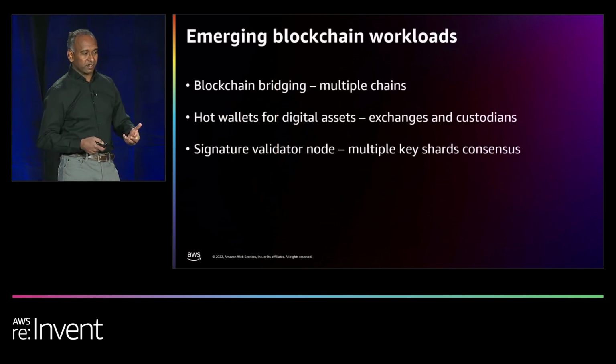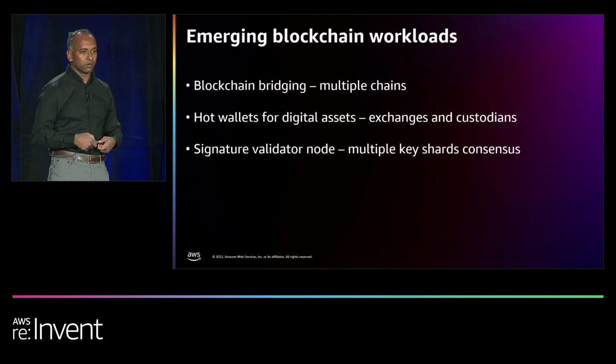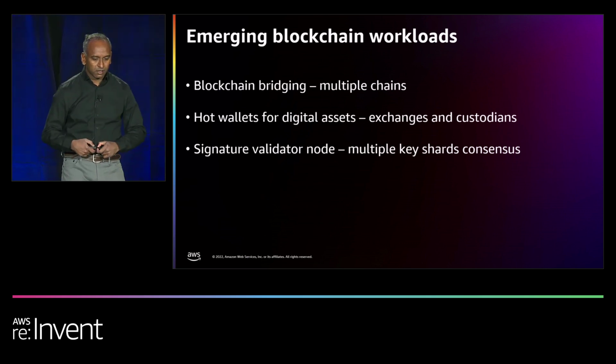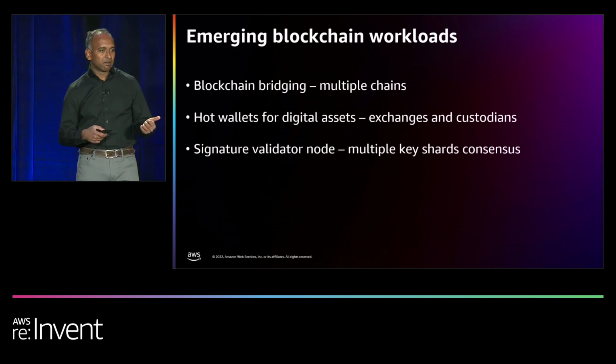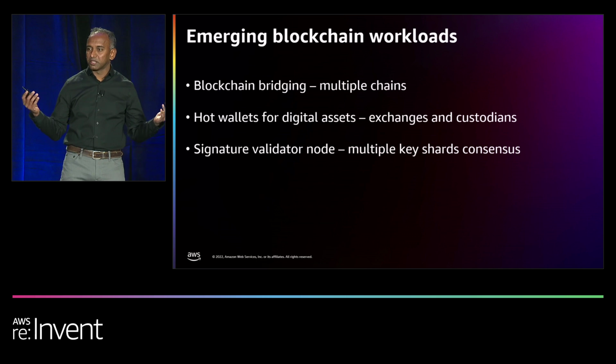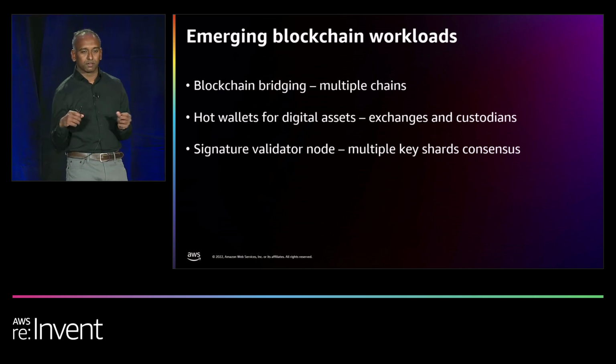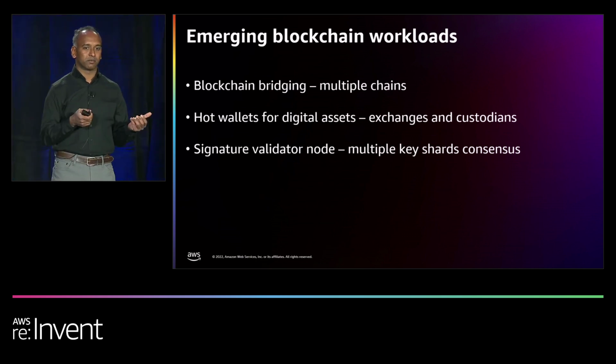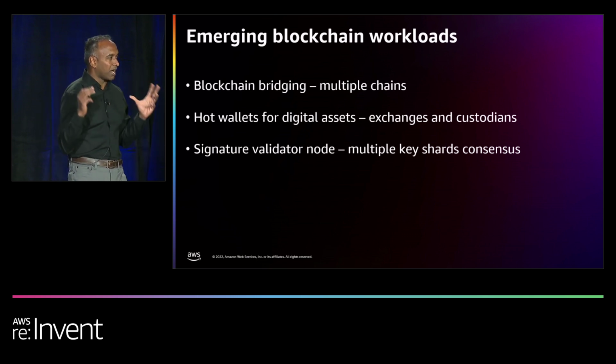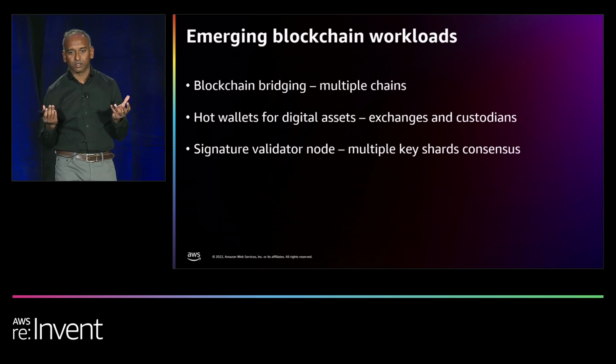Some of the other areas where we are starting to see a lot more conversation and traction with something like Nitro Enclaves are blockchain workloads. Number one, blockchain bridging. What does blockchain bridging mean? If you have multiple different public chains and you're trying to move assets from one chain into another, maybe you want to move something from Bitcoin into Ethereum, two different chains. When you move it between chains, it eventually has to hop somewhere. It actually hops on a node.